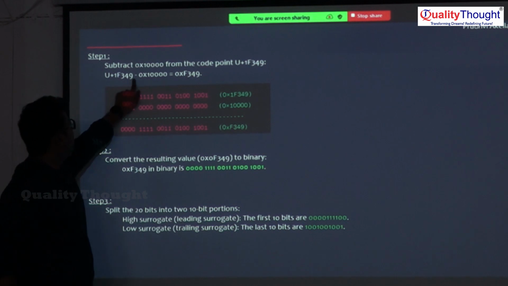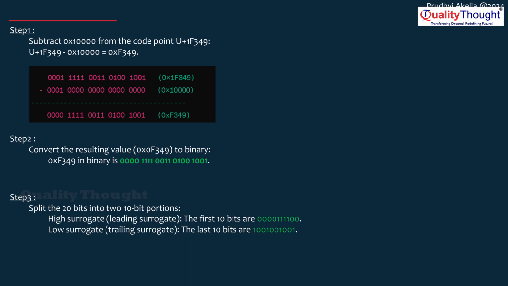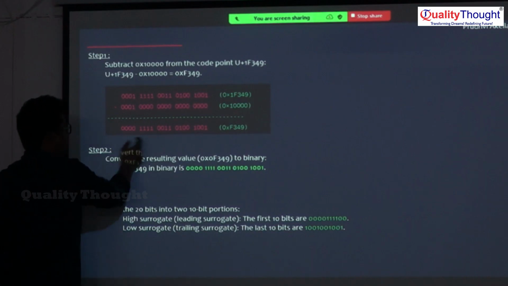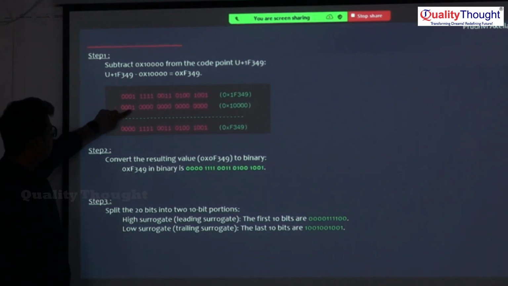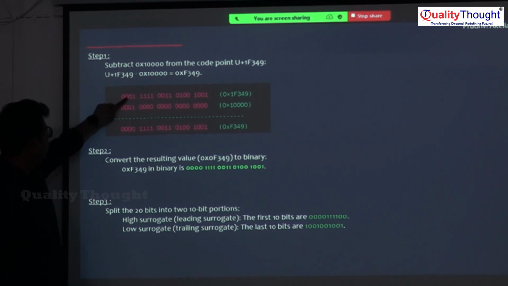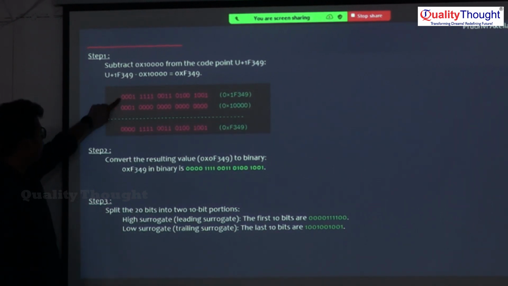Now you need to do a minus of 10000000. That means you need to take this number and subtract 10000000 from it. So this part will come as it is, this will come as it is. 1 minus 1 is 0. 0 minus 0 is 0, 0 minus 0 is 0, 0 minus 0 is 0.